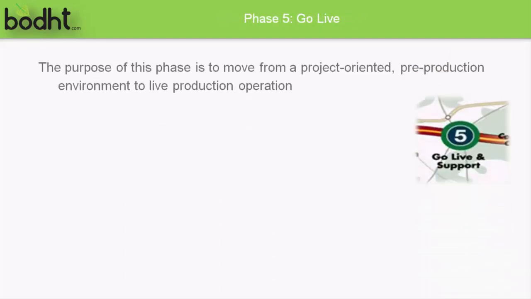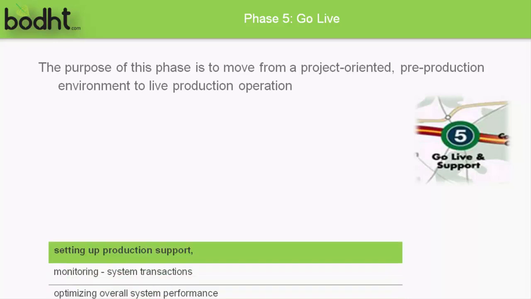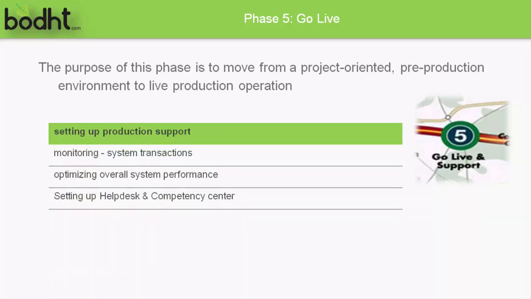And then comes go live. The purpose of this phase is to move from the project-oriented pre-production environment to the live production and operation phase. In this phase we'll be setting up a production support team, monitoring the system transactions and optimizing the overall system performance if necessary. We would be setting up a help desk and also the competency center to manage the process that we have implemented going forward. This support would be maybe for 3 months or 6 months or a year, depending on what kind of contract is there between the two companies.